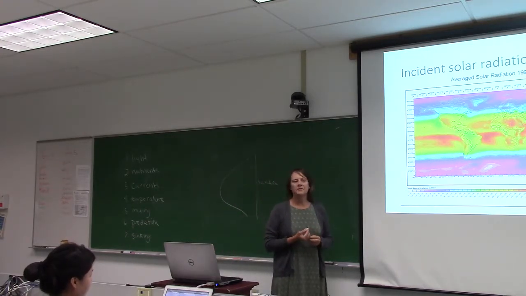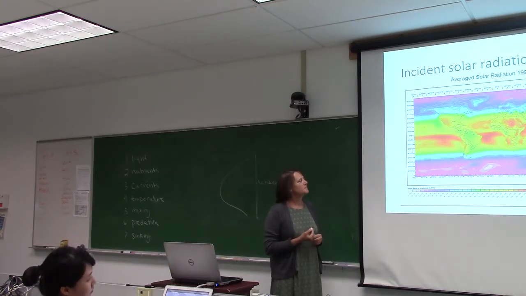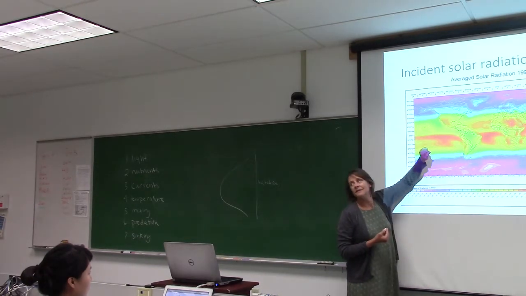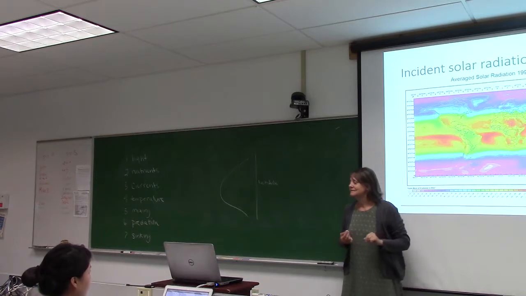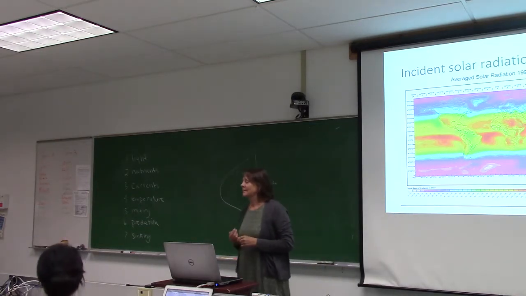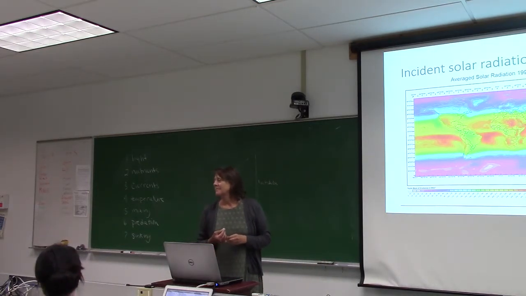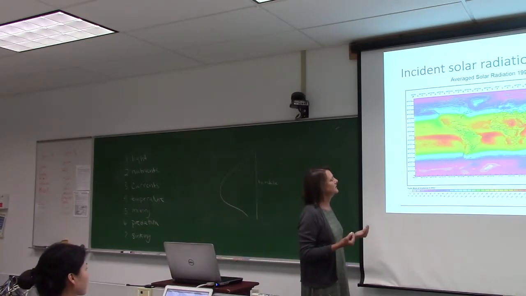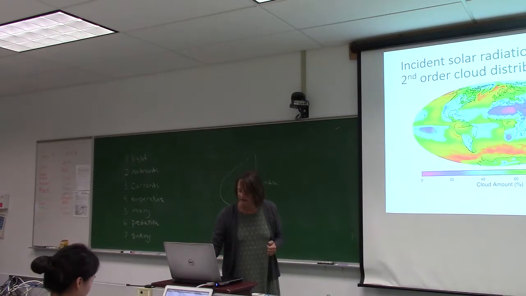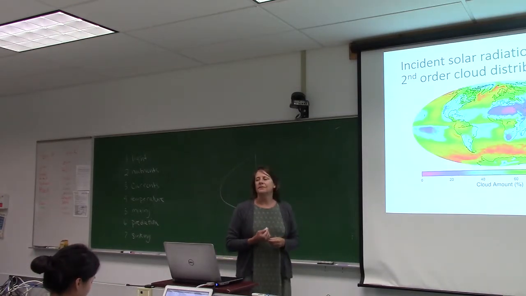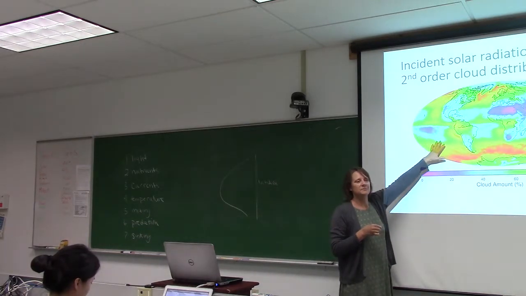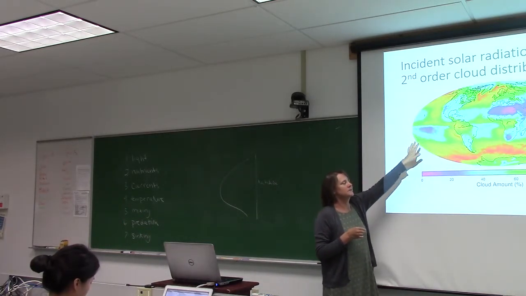So why are you seeing different patterns? Clouds, yeah. You're getting a lot more solar radiation in the southern hemisphere than in the northern hemisphere, right? There could be different gases, different aerosols, different cloud covers. If you look just at the cloud cover, that gives you a second order effect. You have all this light coming in, but then you have this modification by clouds. And the distribution of clouds is related to a lot of different things.